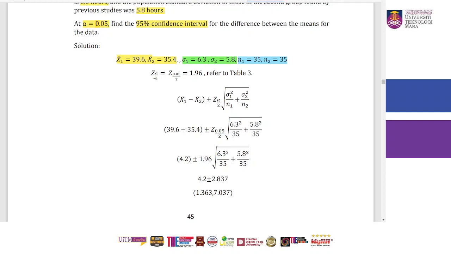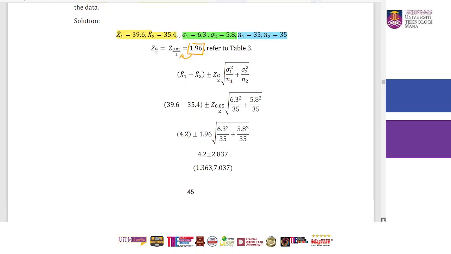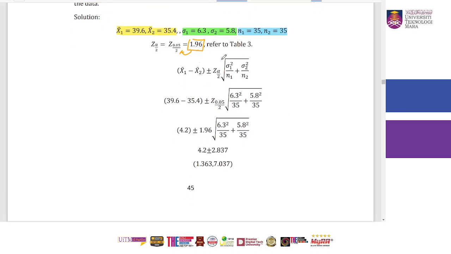Okay. So, you want the Z alpha over 2. So, in this case, the Z alpha over 2 is given by 1.96. So, this one is untuk this part eh. Right? So, as usual, substitute saja dalam formula. So, you have X1 bar minus X2 bar. Can you use X2 bar minus X1 bar? Yes. You still can use X2 bar minus X1 bar. Cuma dekat jawapan ni dia akan beza sikit lah. Dia akan dapat dalam bentuk negative or positive. So, it depends. Alright?